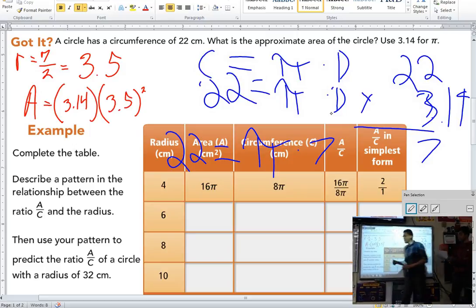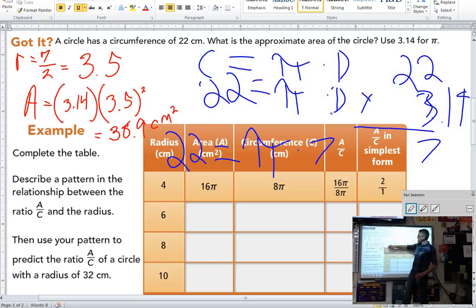Did you calculate that yet? Not yet. So anyone, with our calculation? Yeah, area is about 38.9. What is our label here? Centimeters. So centimeters squared.